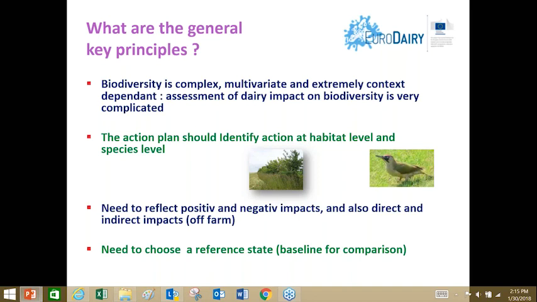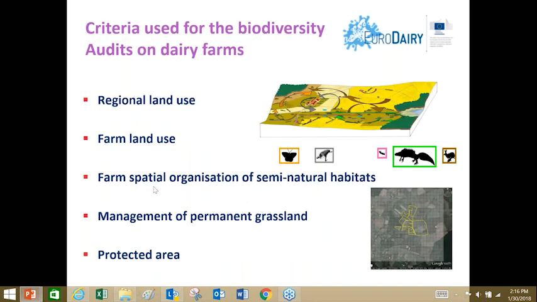And the last principle is that you need to choose a reference state, what I call a baseline for comparison, because for biodiversity, you can't assess a dairy farm only on its own. It has to be included and compared within the region, otherwise it doesn't make sense either. So that was for the principles.